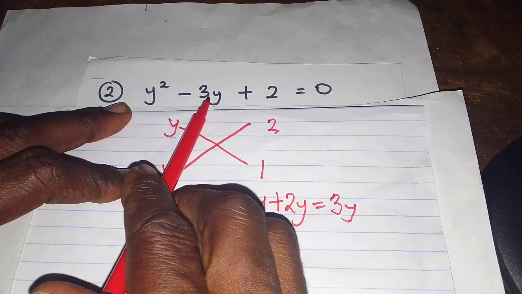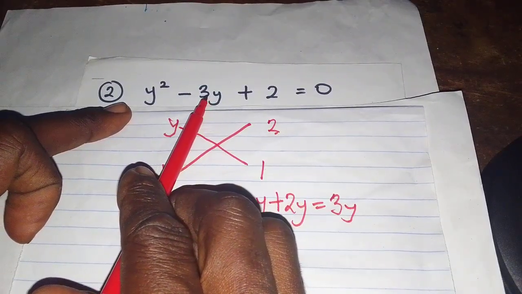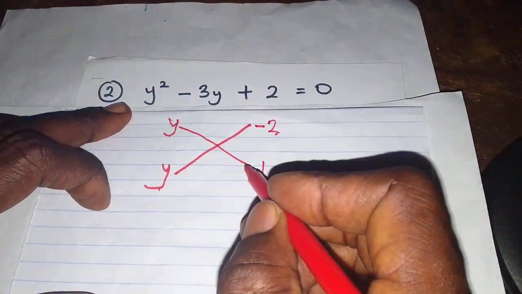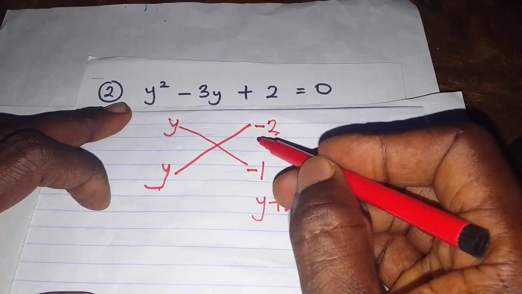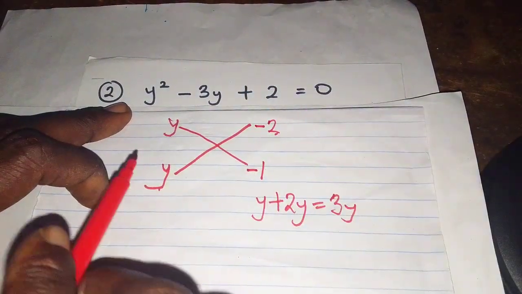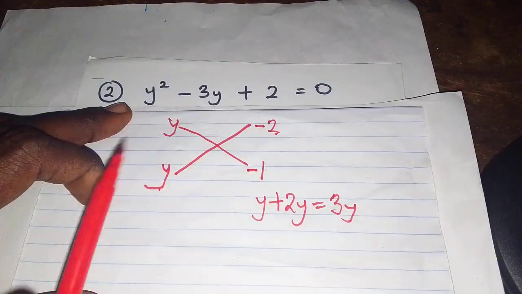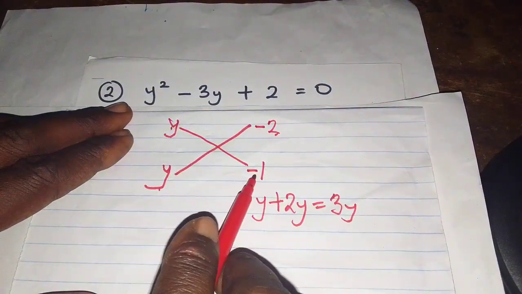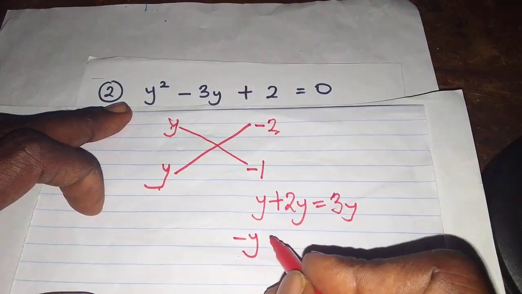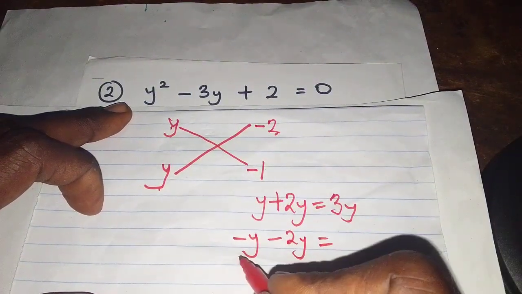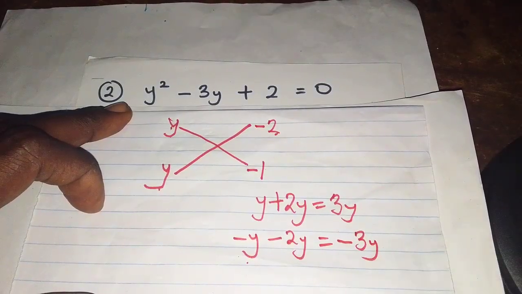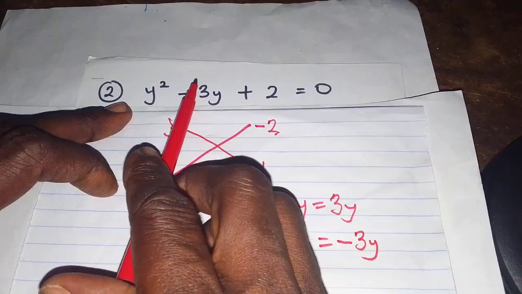So that means for us to be able to get it right, we need to do something to the sign. So let us make this one minus 2 times minus 1. Minus times minus here will give us plus. 2 times 1 will give us 2. So we now check if it will give us what is in the middle. So y times minus 1 will give us minus y. y times minus 2 will give us minus 2y. Minus y minus 2y will give us minus 3y. So you can see that here we now have what is in the middle.